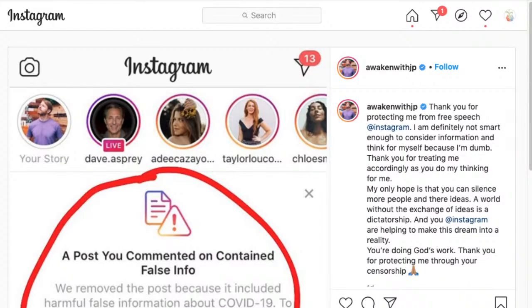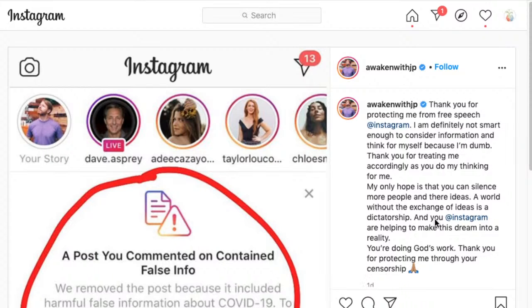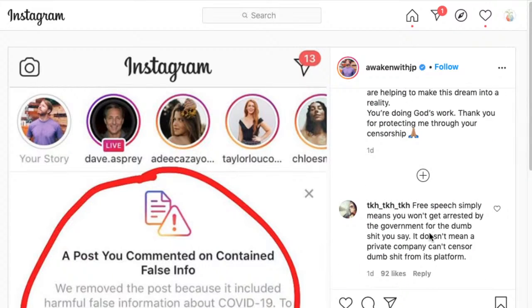Thank you for protecting me from free speech, Instagram. I'm definitely not smart enough to consider information and think for myself because I'm dumb. Thank you for treating me accordingly as you do my thinking for me. My only hope is that you can silence more people and their ideas. Oh, good grammar, JP. A world without the exchange of ideas is a dictatorship, and you, Instagram, are helping to make this dream into reality. You're doing God's work. Thank you for protecting me from free speech censorship. Wow, that's sarcasm if I ever saw it.